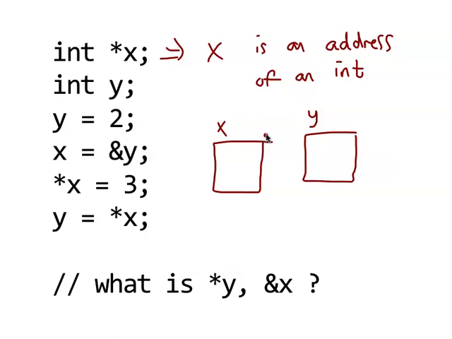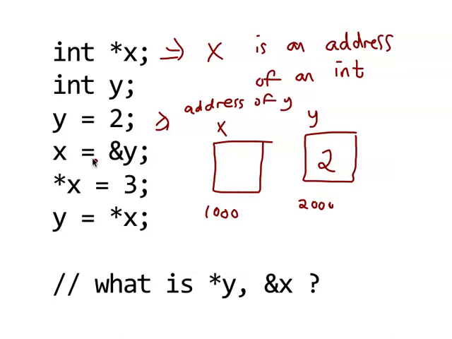Okay, so let's see the rest of the code. y equals 2. Let's say I have the addresses of the boxes as 1000 and 2000. So y equals 2, you put 2 inside y. Now I say x equals &y. What does &y mean? &y means this is the address of y.